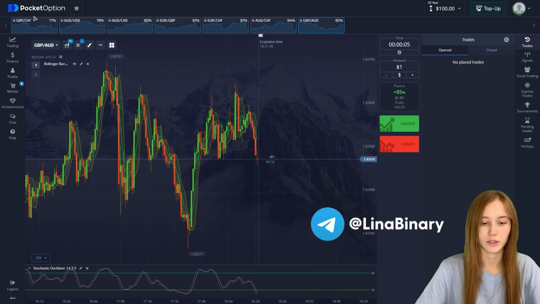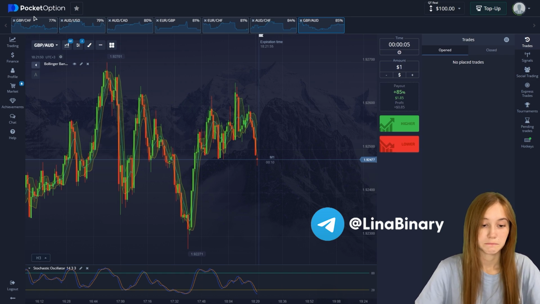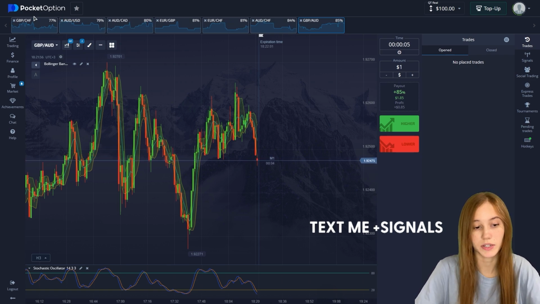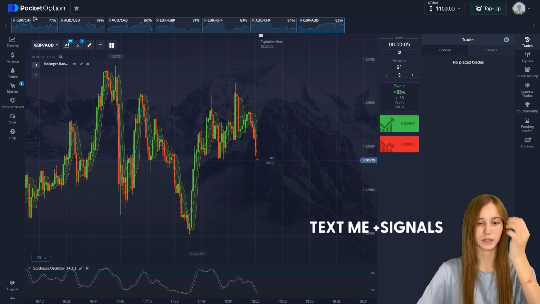So today we'll trade on Pocket Option and initially our balance will be exactly $100. Therefore, the first deal amount we will also set to exactly $100, 100% of our balance at the moment.